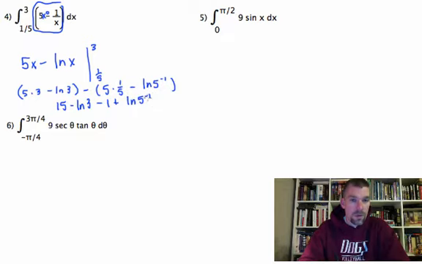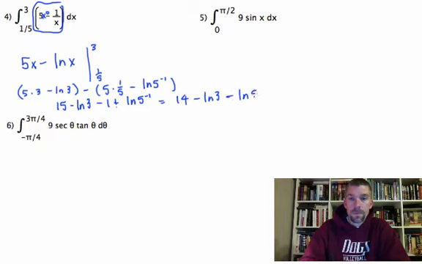Now, here's a really cool trick. Remember, when you're working with natural logs, you can take the number in the exponent and move it to the front of the natural log, or a regular log. So this would actually become 15 minus 1, 14, minus natural log of 3, but minus natural log of 5. That negative 1 in the exponent comes out to the front.